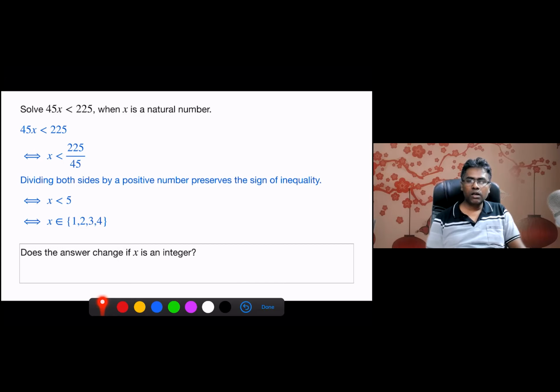Because x is an integer, it could also be a negative value. Fantastic. So it could include 0 and then all the negative values. Very nice. So now x will be all those negative integers plus 0 and then 1, 2, 3, 4 as well. Very nice.